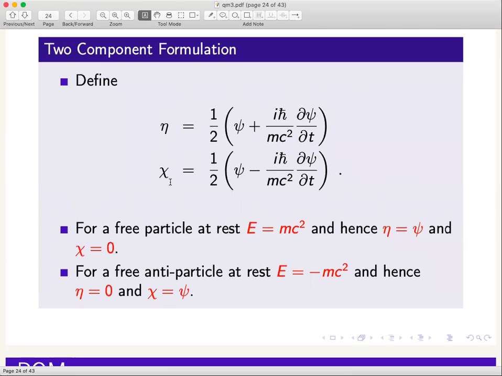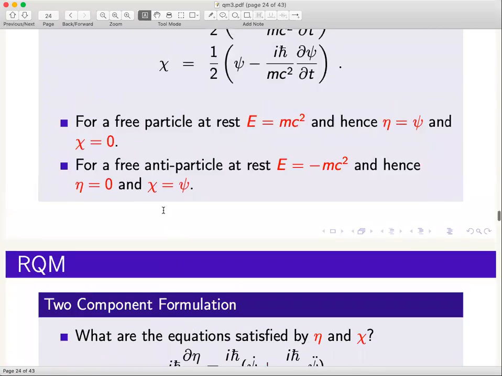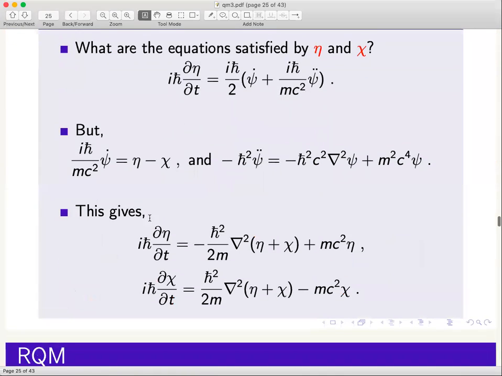I can't hear you, I think. No, okay, let me repeat. I was saying that this is happening because we started with a prejudice that psi is the original variable and eta and chi are derived variables. Can you hear me? Yeah. But one could have just started off directly with eta and chi and these two equations.